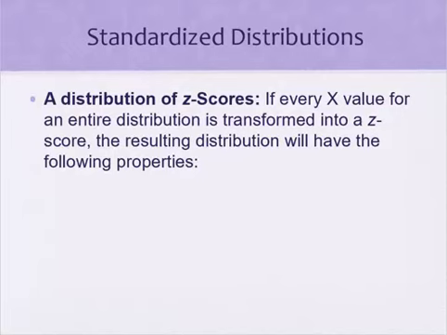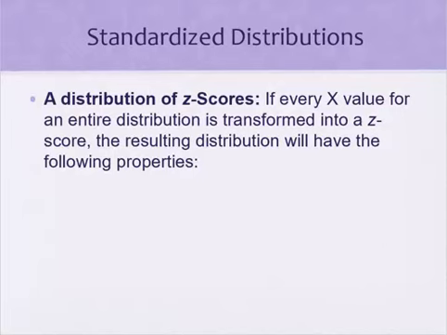It's a little complicated, but fortunately you can always go back and listen to things if I'm going a little too fast or you don't quite understand what I'm saying. But a general example of this is just an entire distribution of z-scores. If every x value, every raw score in a distribution, was transformed into a z-score, then we would have a distribution of z-scores.